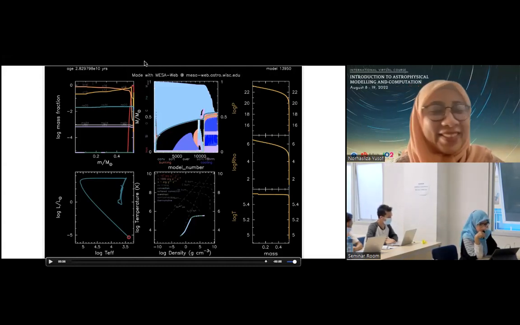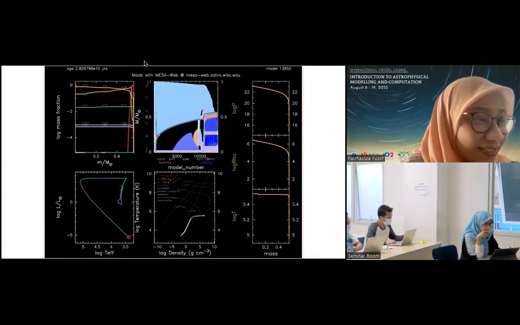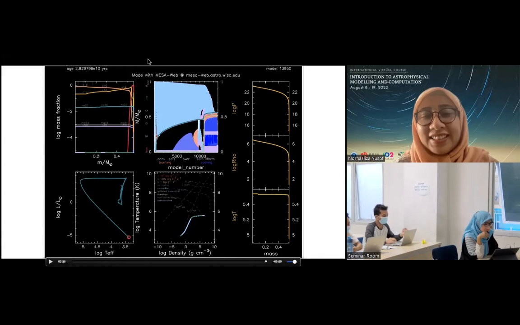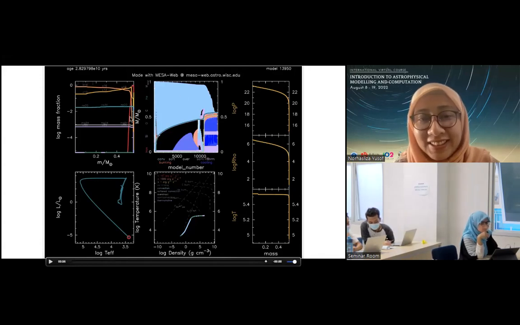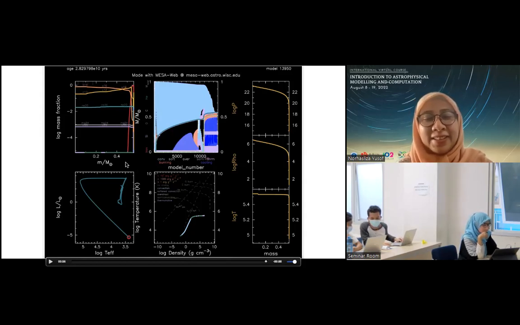Okay, maybe another one from the chat. Does the equation we discussed predict the trigger for supernova as well? Yes, the answer is yes. So the question is about predicting the trigger for supernova.